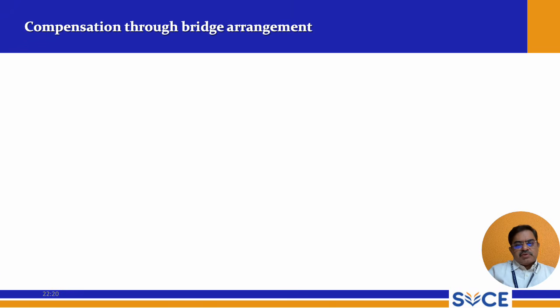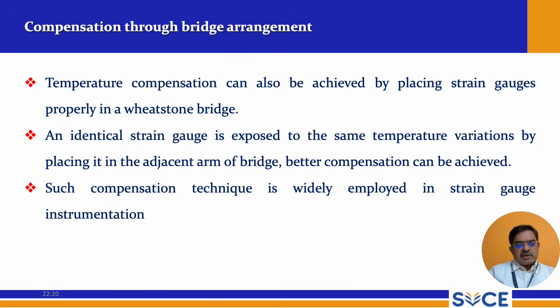So compensation through bridge arrangement. We can compensate the strain using a bridge arrangement also. The temperature compensation can also be achieved by placing strain gauges properly in a Wheatstone bridge. An ideal strain gauge exposed to the same temperature variations is placed in the adjacent arm of the bridge. So better compensation can be achieved. Such compensation techniques are widely employed in strain gauge instrumentation. So the compensation techniques should also be employed in precise measurements where strain gauges are applied. So this is how we can compensate for temperature also.